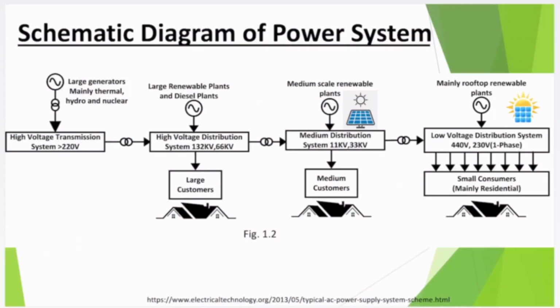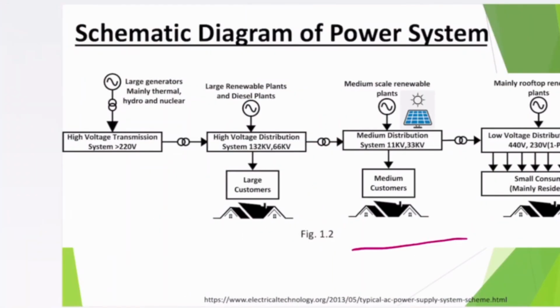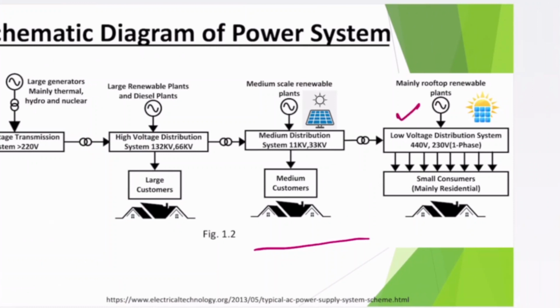Then the energy can flow to large customers, medium customers, as well as small customers. The interesting part I would like to highlight here is the extreme right component, the low voltage distribution, especially the small consumers. It may so happen that those consumers not only consume energy, but also generate energy through their small-scale rooftop solar or maybe small wind. In that case, they are not purely consumers; they may be treated as prosumers, because they produce power as well as consume power.